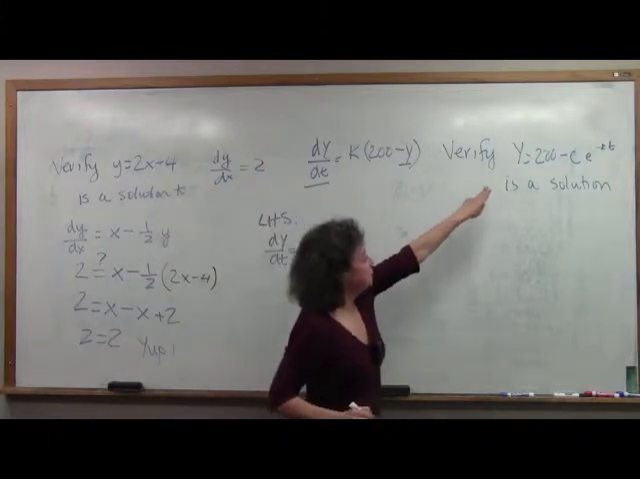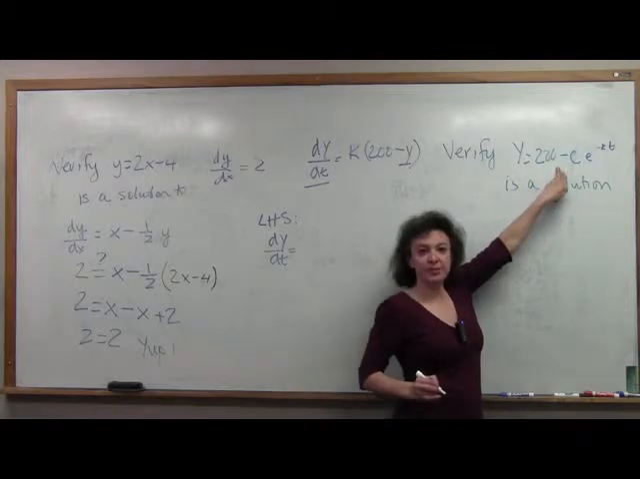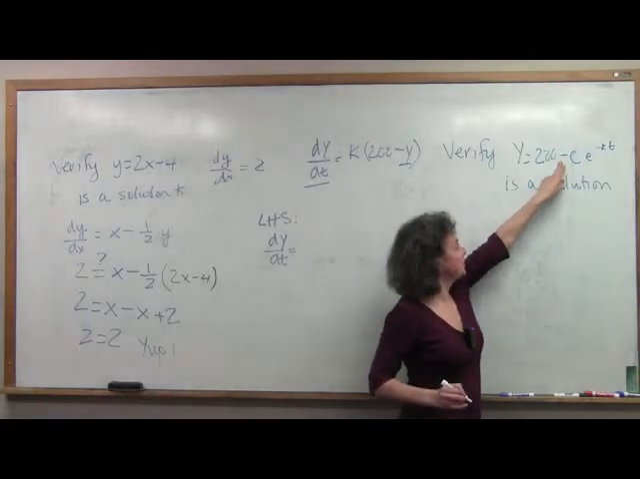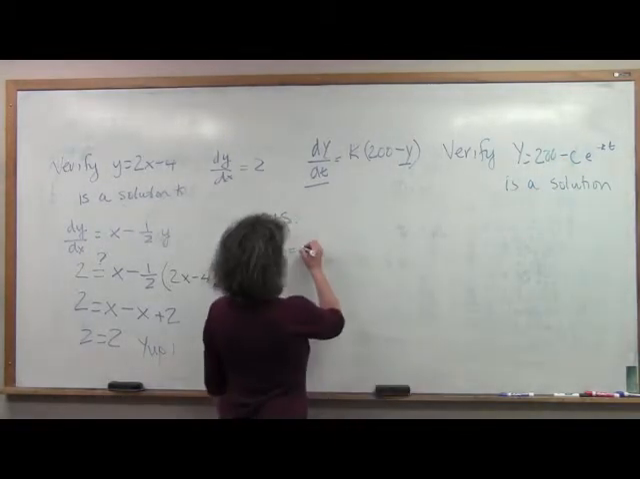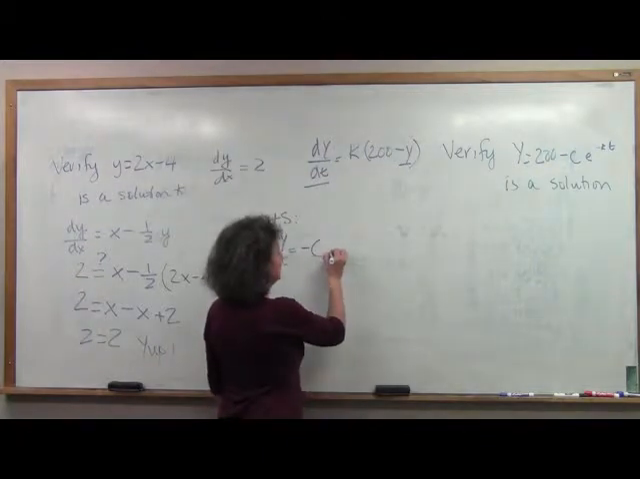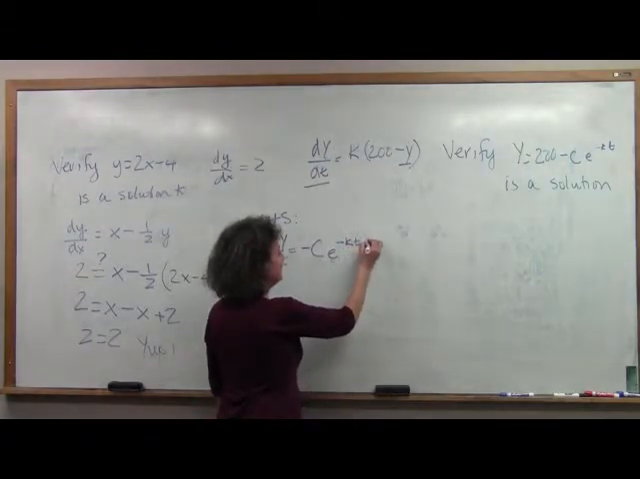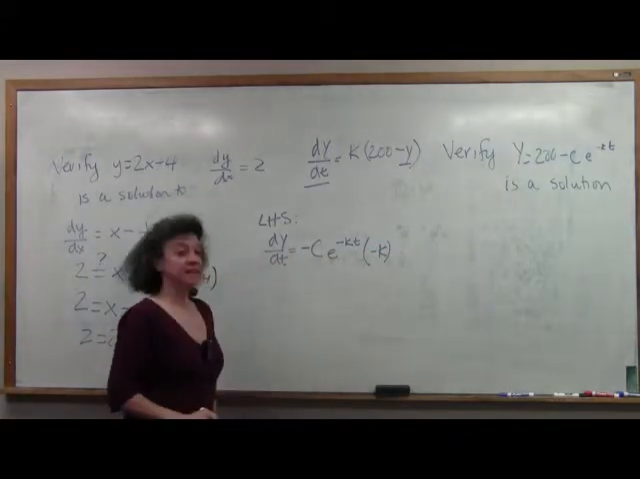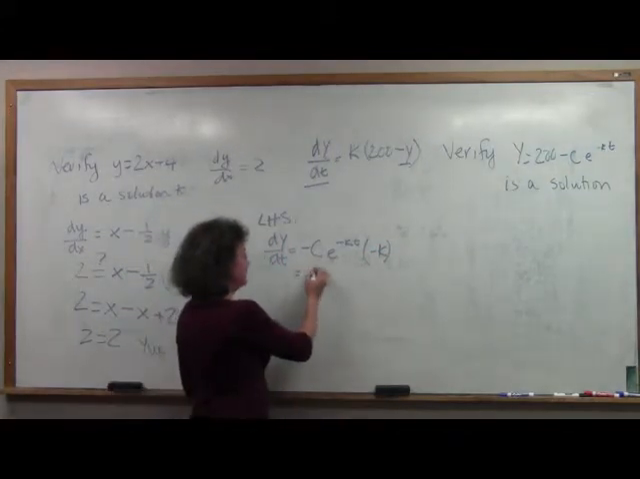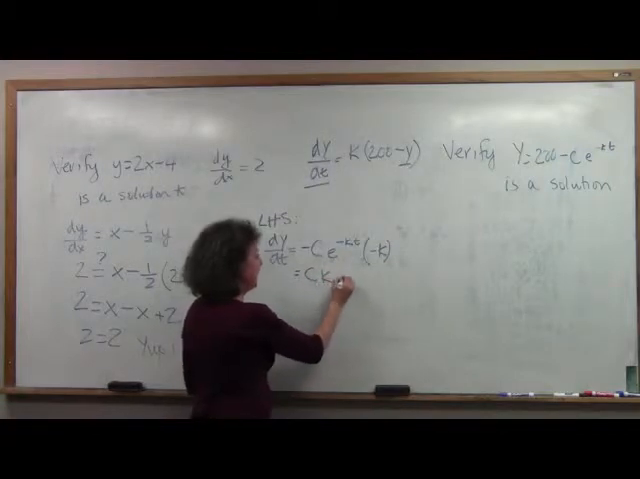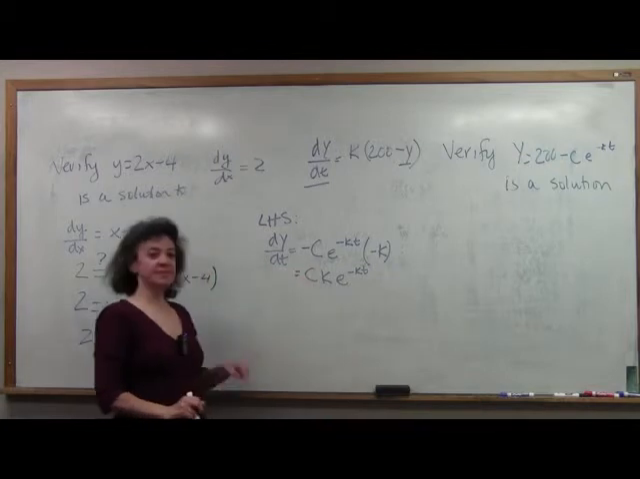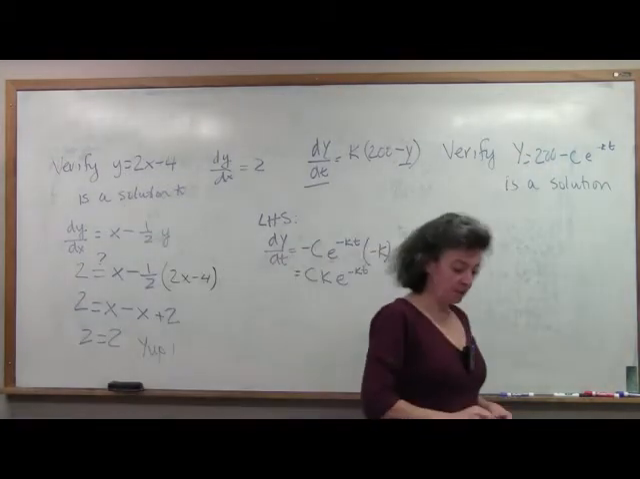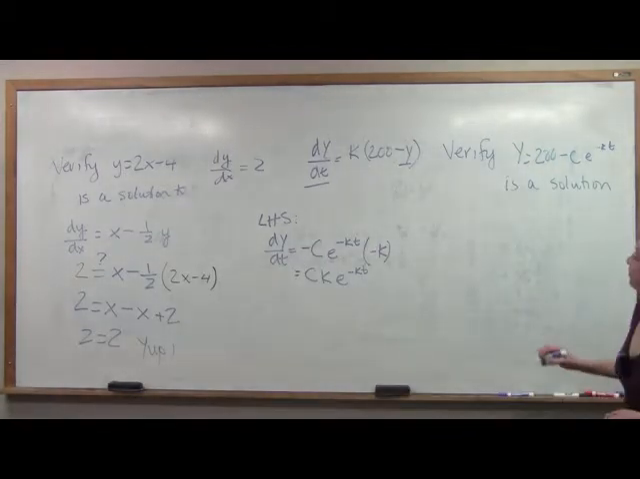Well, if that's y, we can certainly take the derivative. The derivative of 200 is just 0. And what do we get there? Negative c, and then the derivative of e to the negative kt is e to the negative kt times negative k. So we get ck e to the negative kt. Negative times negative is positive. So that's our left-hand side of the equation.